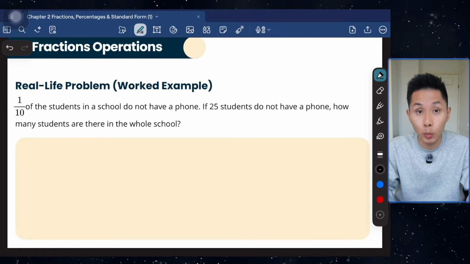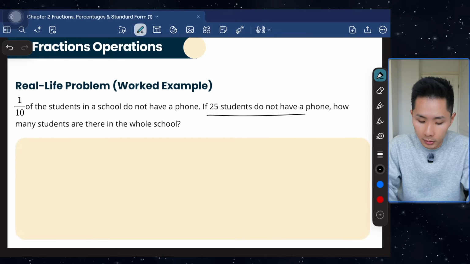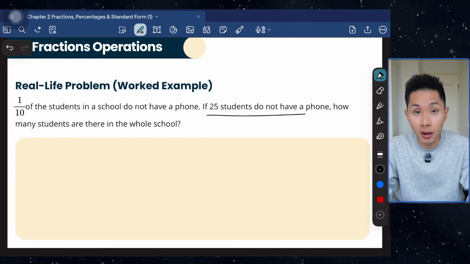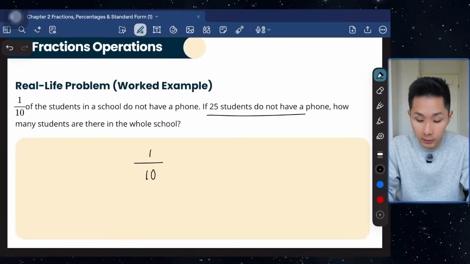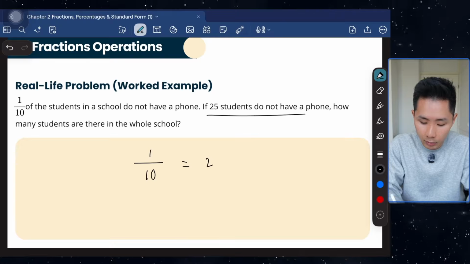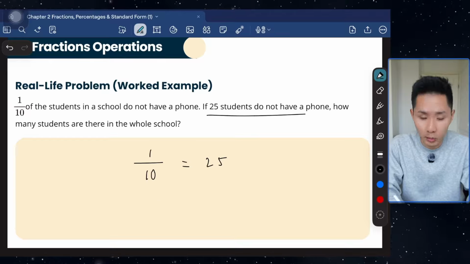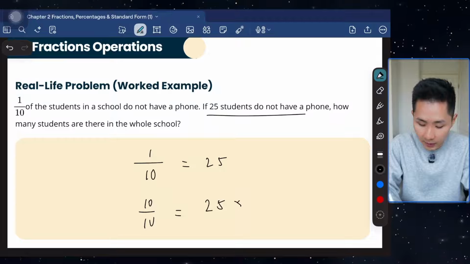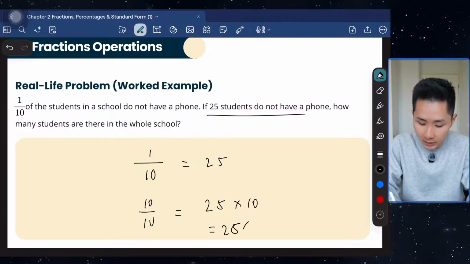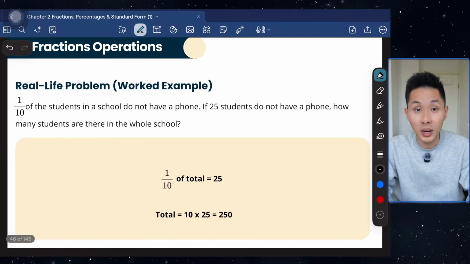So 1/10 of the students in the school do not have a phone. If 25 of them do not have a phone, how many students are there in the whole school? So the question said 1/10 of the people have no phone, and 1/10 is equal to 25. So the whole school is going to be 10 out of 10. So to do that, you can just multiply 25 by 10. You would have gotten the total number of students in the school, which will be 250.